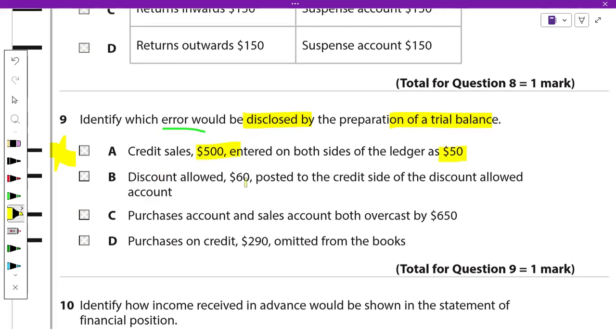B, discount allowed $60 posted to the credit side of the discount allowed account. Okay. So discount allowed should be debit, but we posted it on the credit side, so it means that our credit and debit side would not be equal. So B is the right option. But let's see the others.